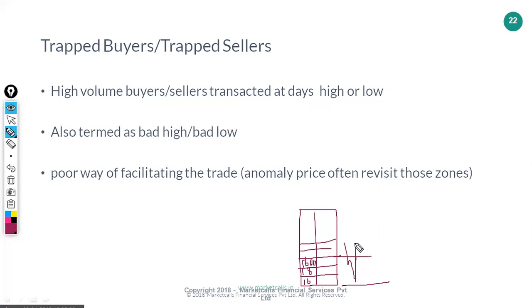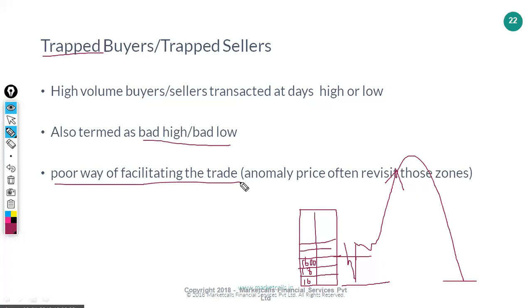Once you're done with the scalping opportunity, you're out of the game, right? But eventually you have to understand that this low is a poor low. I mean, this low is a bad low or a bad high. Eventually price will revisit this level, mostly intraday, but at times if they forget to revisit on the same day, they will come and clear on the very next day itself. But these trap buyers and trap sellers are usually the result of the poor way of facilitating a trade. The trade hasn't been properly facilitated, so that means the auction is not completed. Price will often revisit the zone to complete the auction.